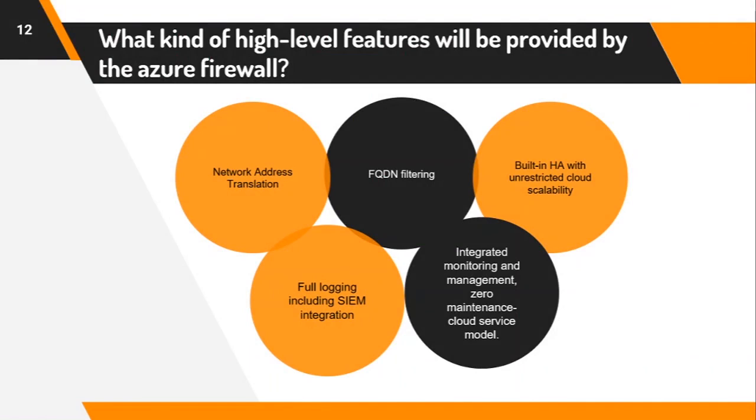Network address translation, with SNAT and DNAT, and FQDN filtering. In this FQDN filtering, there is no SSL termination. Another thing is built-in HA with unrestricted cloud scalability, which auto scales as traffic grows. And full logging including SIEM integration. And the other one is integrated monitoring and management, a zero maintenance cloud service model.